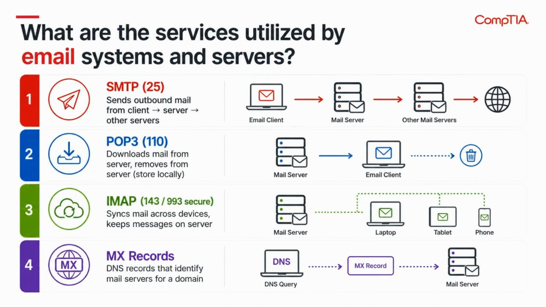Email systems rely on a few key protocols. SMTP, port 25, sends outbound mail from client to server and between servers. POP3, port 110, downloads mail from the server and removes it, storing it locally. IMAP, port 143 or 993 secure, syncs mail across devices and keeps messages on the server. And MX records are the DNS records that identify a domain's mail servers.